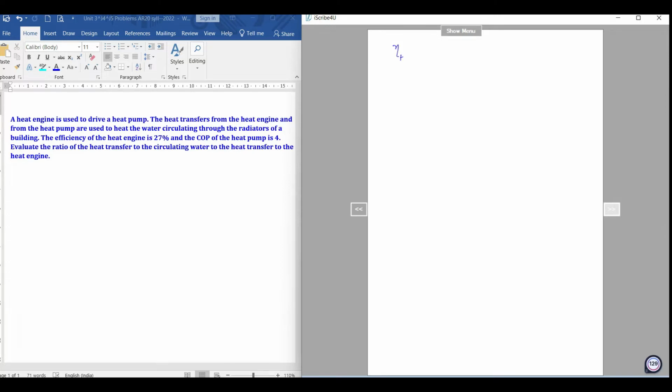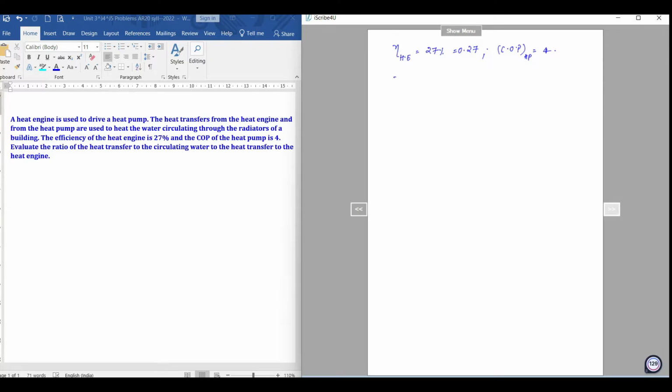So the efficiency of the heat engine is given to us. That is 27%, which I can write as 0.27. Also, the COP of the heat pump is given. That is 4. Let us use this and find all the temperatures.